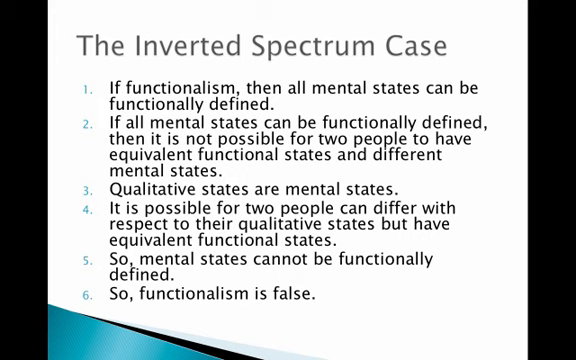Premise 3, qualitative states are mental states. 4, so it is possible for two people to differ with respect to their qualitative states but have equivalent functional states. 5, so mental states cannot be functionally defined. 6, so functionalism is false. All right, premise 1 is just the functionalist thesis. Premise 2 is a consequence of it. Premise 3 is a truism that we all accept. If you think your experience of redness is a mental state, then you think premise 3 is true. Premise 4 is from that thought experiment we just did with the inverted spectrum.